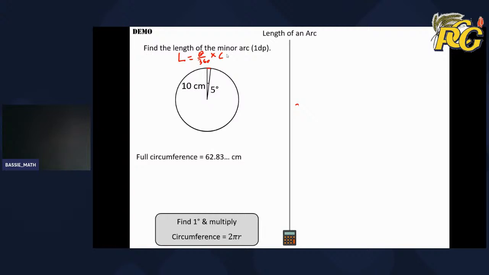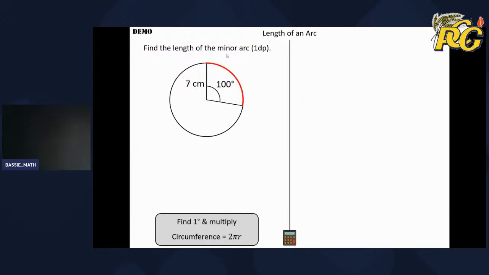So here we go. The circumference of the full circle is 2 pi r, which is going to give you 62.83. Then now to find the length of the arc, you multiply it by the fraction. So you place this 62.83 over 360, then you multiply it by the angle. So you end up with 0.9 centimeters as the length of that arc.